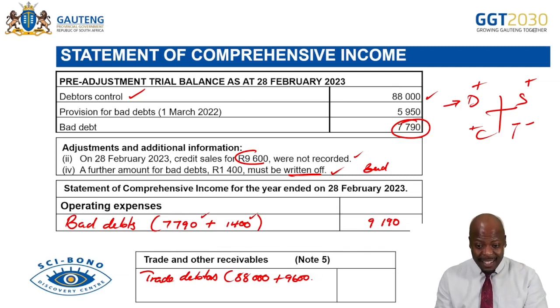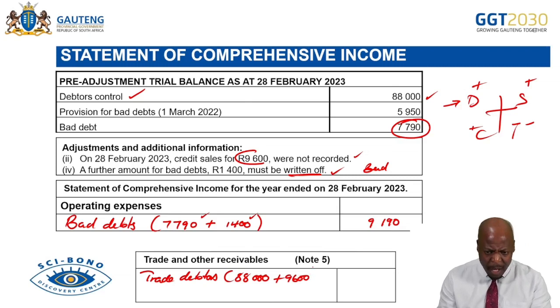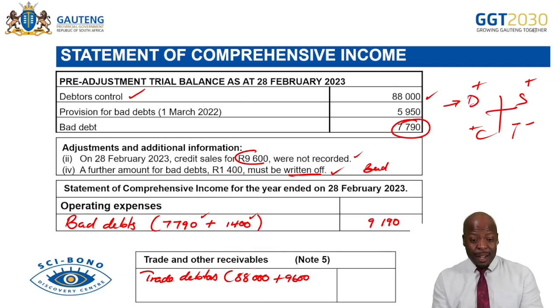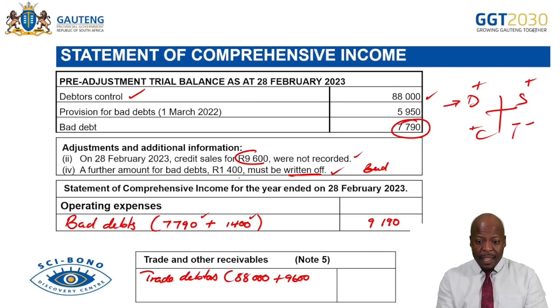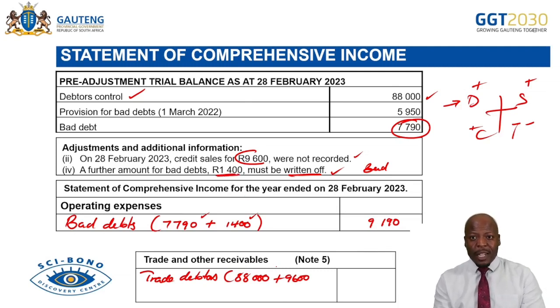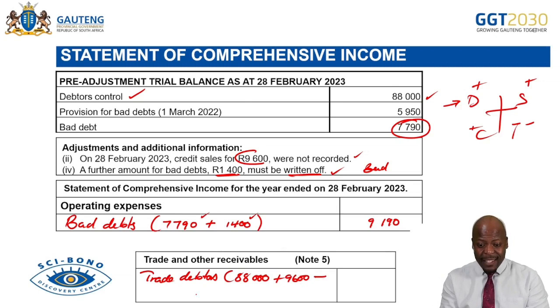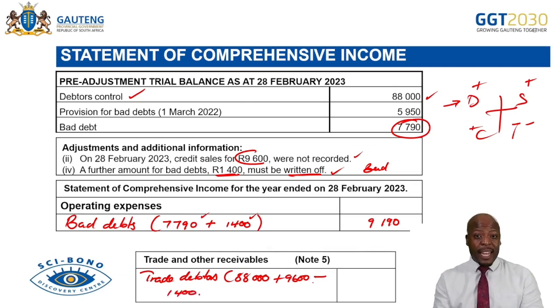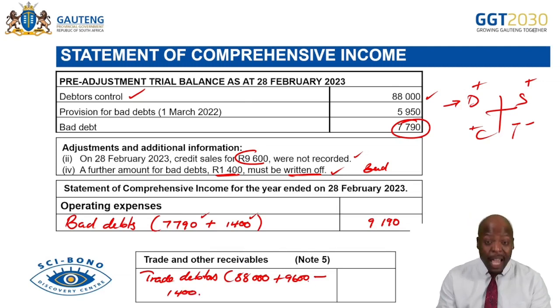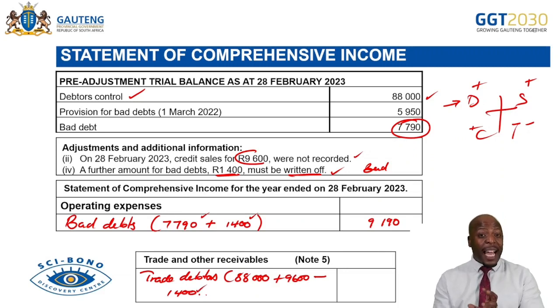Plus 9,600. And then we are told, of the debtors that we are having, we are expecting that a further 1,400 must be written off. A further 1,400 will be written off. What does that mean? It simply means we're going to come and say minus 1,400. A further bad debt. It simply means from the debtors that we have declared some of them unable to pay. So we come and we subtract the 1,400. These calculations are very important. You're going to see when you do the next adjustment.